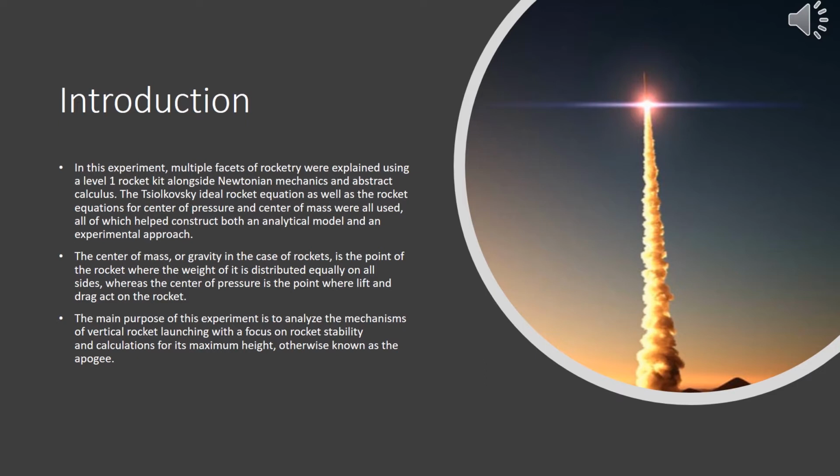The center of mass, or gravity in the case of rockets, is the point of the rocket where the weight of it is distributed equally on all sides, whereas the center of pressure is the point where lift and drag act on the rocket. The main purpose of this experiment is to analyze the mechanisms of vertical rocket launching with a focus on rocket stability and calculations for its maximum height, otherwise known as the apogee.